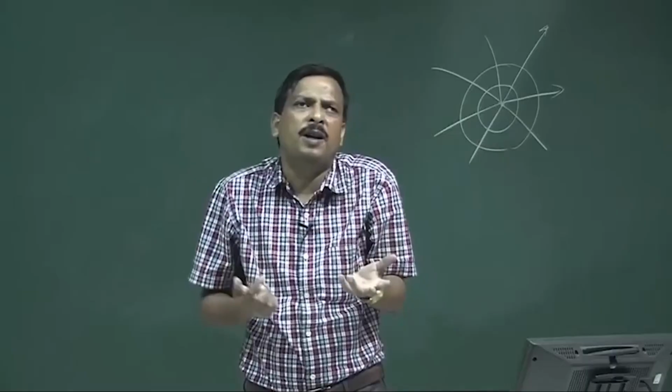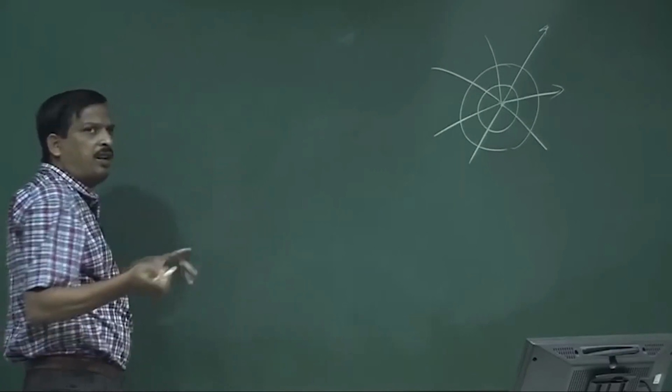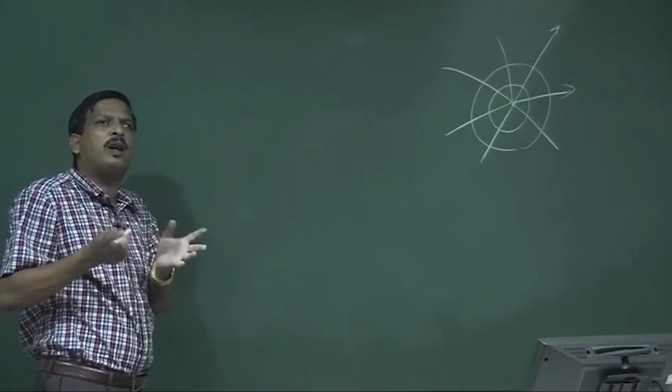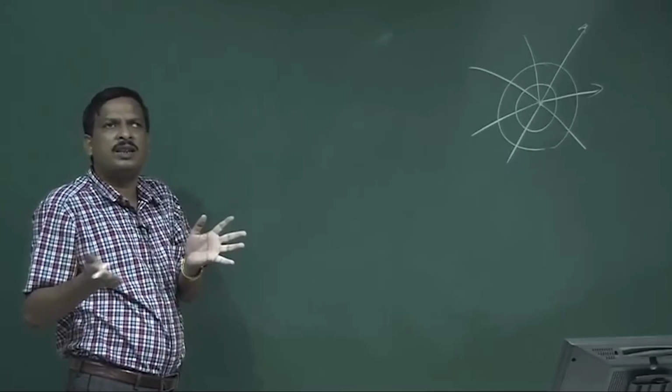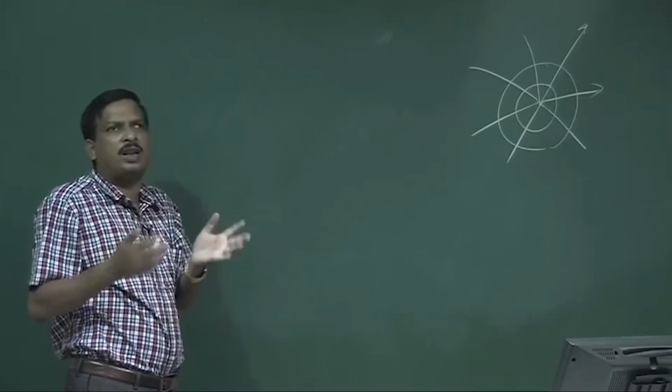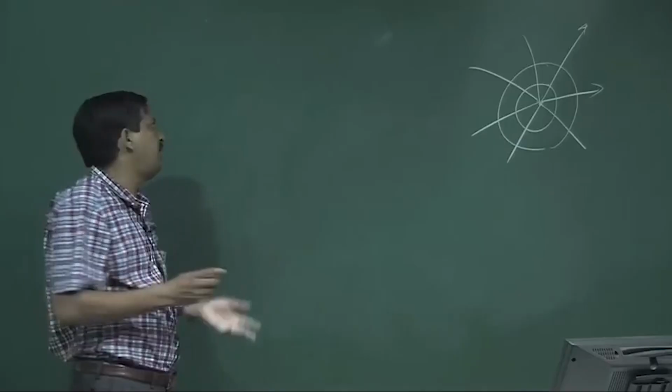Now, what is the difference? In Cartesian coordinates we have considered x, y, z. Now I have to convert x, y, z to r, theta and phi. The same three coordinates, but instead of x, y, z, I use r, theta and phi.